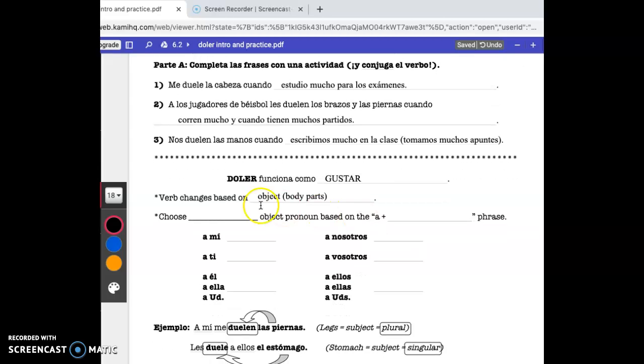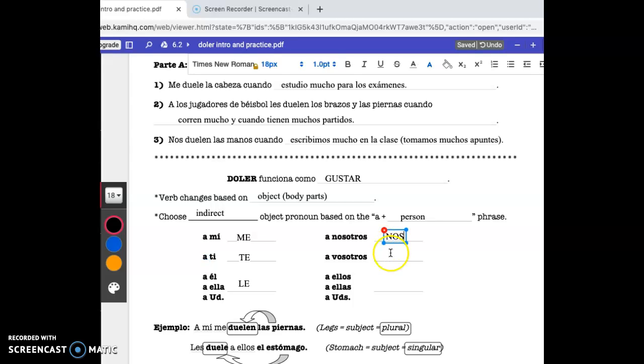We also reviewed in class that we choose the indirect object pronoun, that's these things we're going to write down here, based on the a plus a person phrase. So if I see a mí, I'm going to add me. If I see a ti, it's going to be te. Any of the others below it will be les. Nos for here. Os for vosotros, you guys in España. Or les for anything else like ellos, ellas, ustedes.